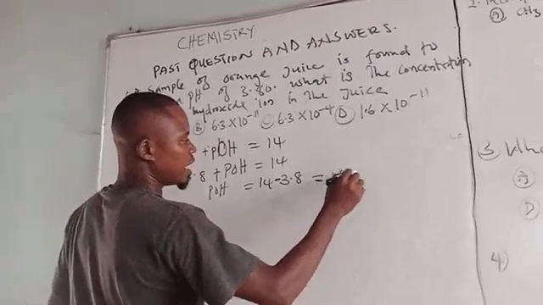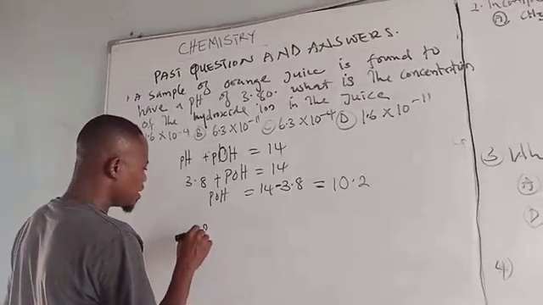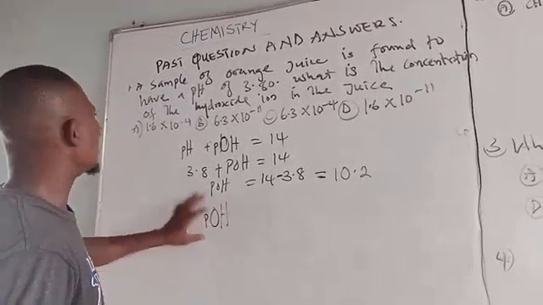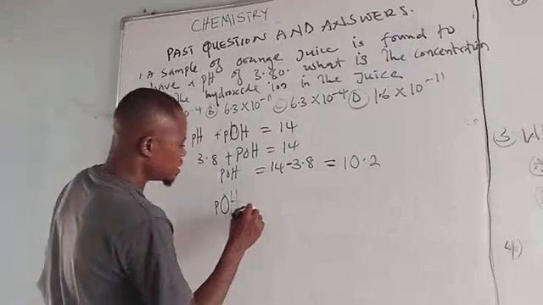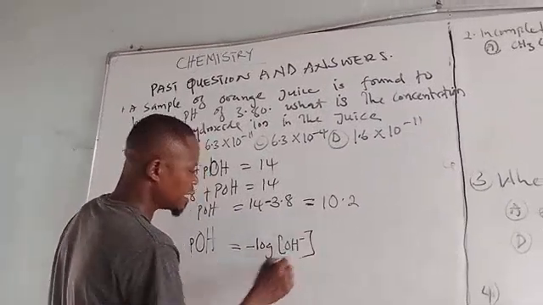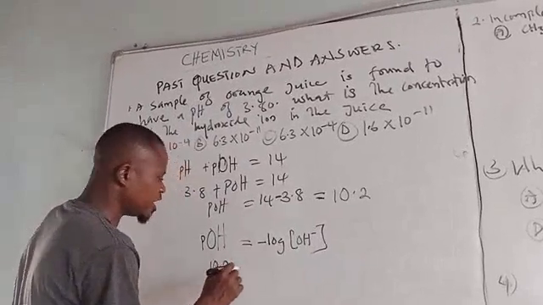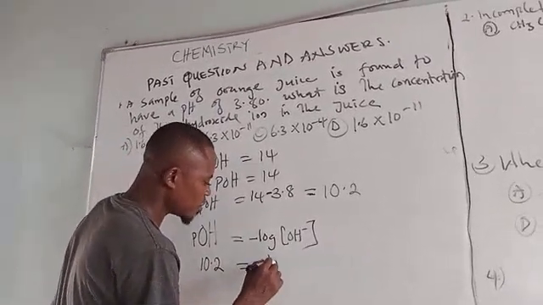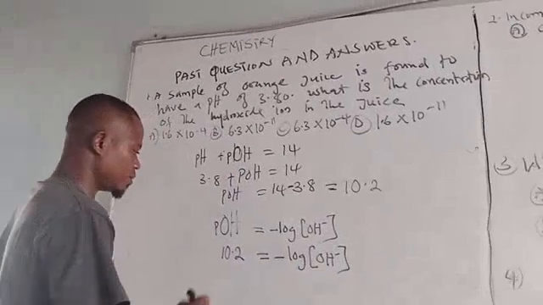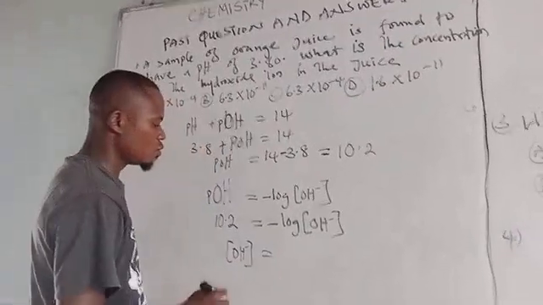We should have 10.2 as our pOH. Now, pOH is not actually what we're looking for. We're looking for the concentration of the hydroxide ion. That means pOH is equal to the negative logarithm of hydroxide ion concentration. And since our pOH is 10.2 from what we calculated, it means this will be equal to the negative logarithm of our hydroxide ion concentration.